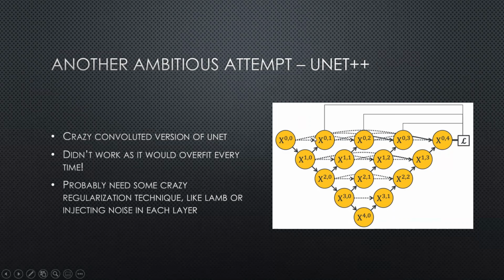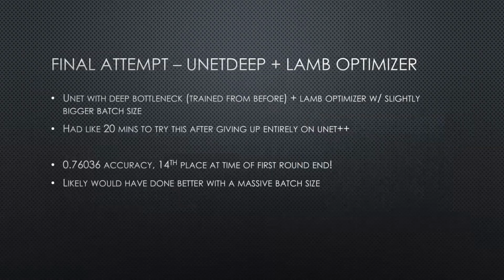So I'm not going to go too deep into this, but it was very prone to overfitting. Maybe if I used the LAMB optimizer, which is good for preventing overfitting given it can handle larger batch sizes, that would have worked. Or if I injected noise into each layer to prevent overfitting, maybe that would have helped. But it was so prone to overfitting that, in my last few hours of training, it would get maybe 73% maximum accuracy before it started overfitting. So I just went to my final attempt, which gave me my final highest accuracy.